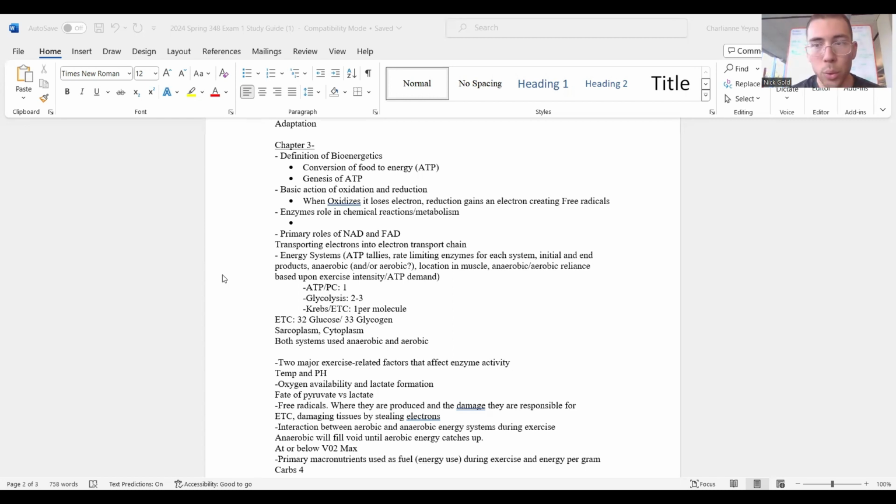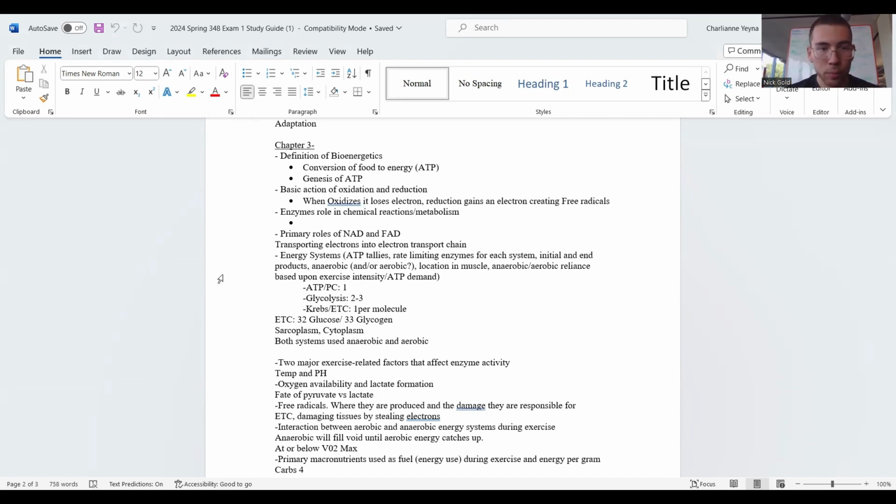All right, so let's go straight into the system. We're going to go through the step-by-step process of how we get ATP. The primary role of NAD and FAD is going to be transporting electrons into the ETC, or the electron transport chain. Just think of it as it's going to do the oxidation and reduction. It's going to either take or give an electron, which is going to make your pH high or low. So just keep that in mind, or acidity.